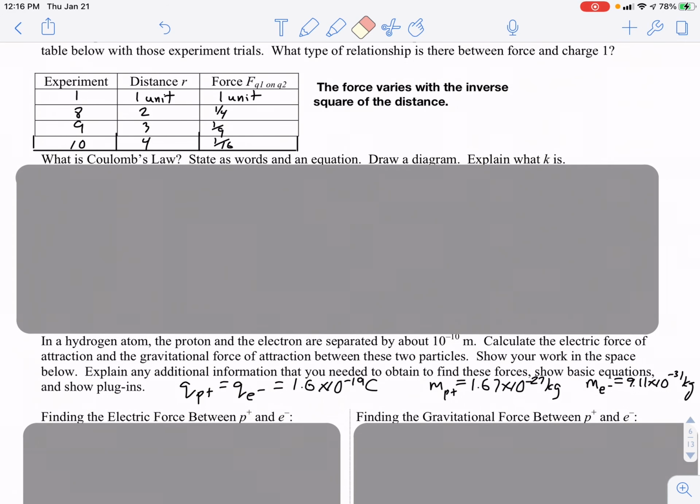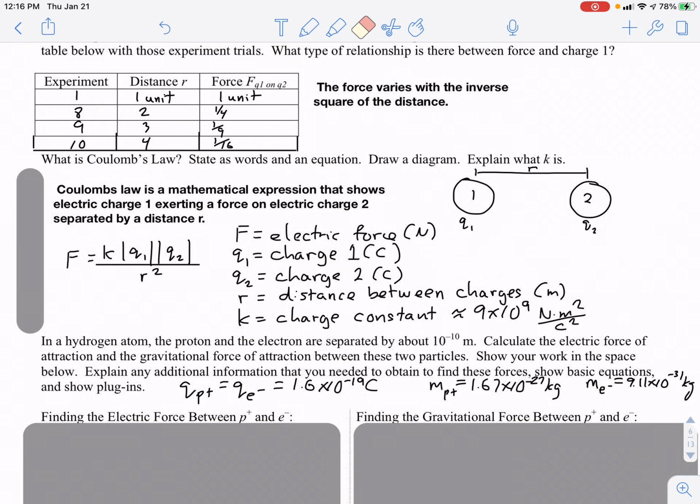Well, what is Coulomb's law? Coulomb's law is a mathematical relationship. It's a mathematical expression that shows the interaction of charge 1 exerting a force on charge 2 separated by distance r. F is the force measured in newtons. Q1 and Q2 are the charges respectively, 1 and 2, measured in coulombs, noted with a capital C. R is the distance between the charges, measured in meters. And k is the Coulomb constant, which is approximately 9 times 10 to the 9 newton meter squared per coulomb squared.